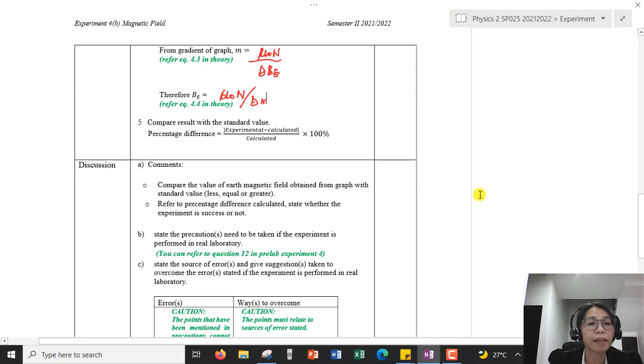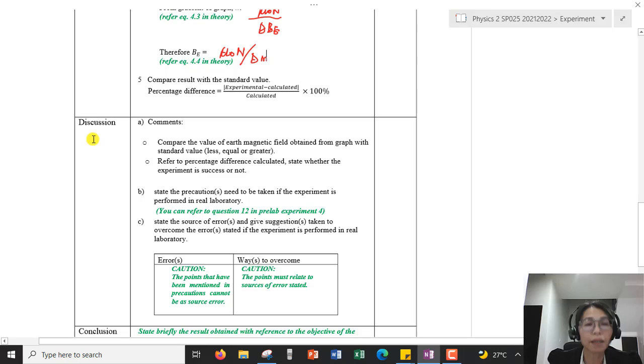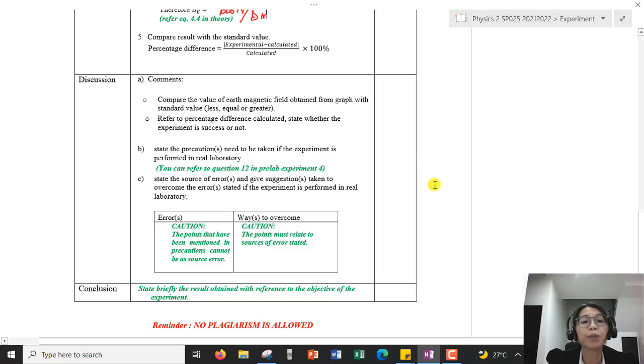Then after the data analysis, you can follow with the discussion, and in the discussion give your comment, whereby you are going to compare the value of the Earth's magnetic field obtained from the graph with the standard value, whether the BE you obtained is less than, equal to or greater than the standard value. Then by referring to the percentage difference calculated, state whether your experiment is a success or not. Then state the precautions we need to take if the experiment is performed in a real laboratory.